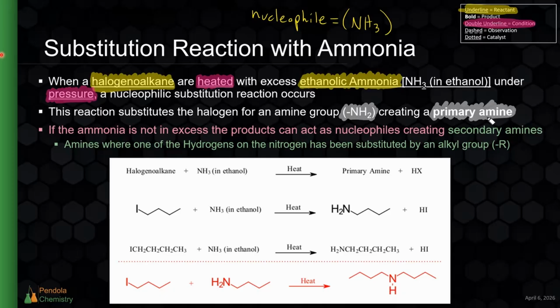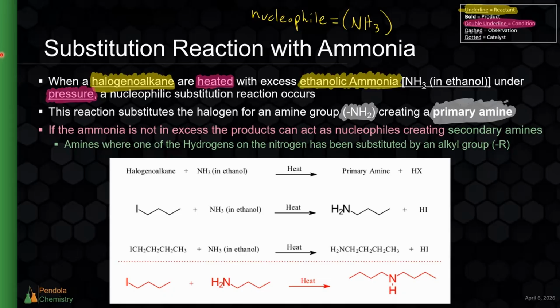Now, the idea of primary amines is one that we're mostly going to discuss in A-level chemistry, but we do need to realize that this is going to create an amine with an NH2 and not a substituted amine if we use ammonia.